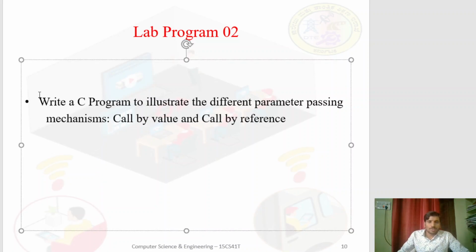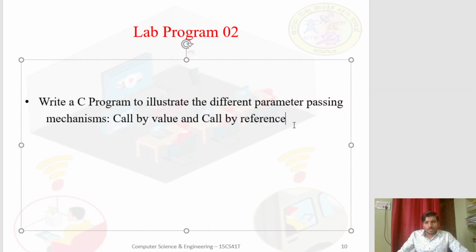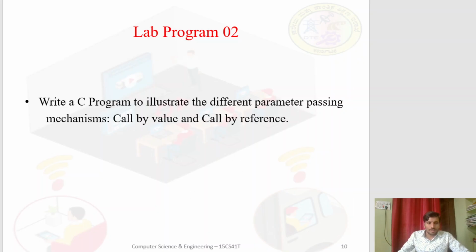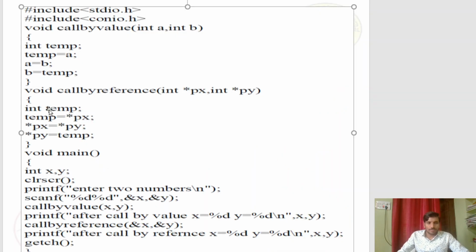So there is a program for your DSC lab subject, program number 2. Write a C program to illustrate different parameter passing mechanisms, call by value and call by reference. Here it is a program. Let me write this program in compiler.